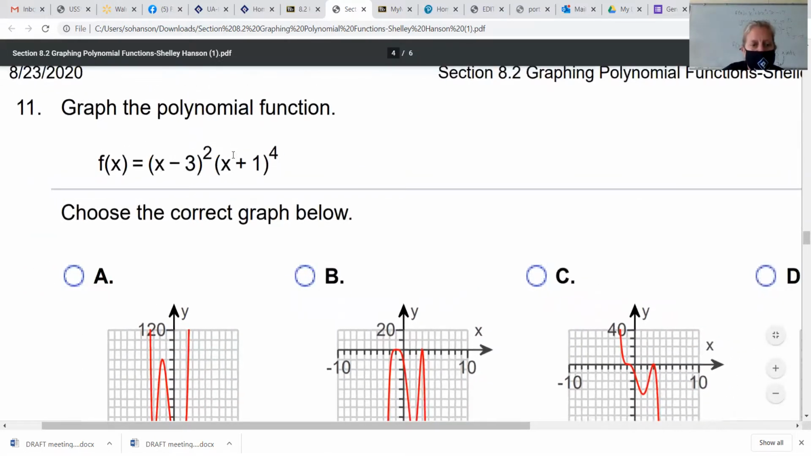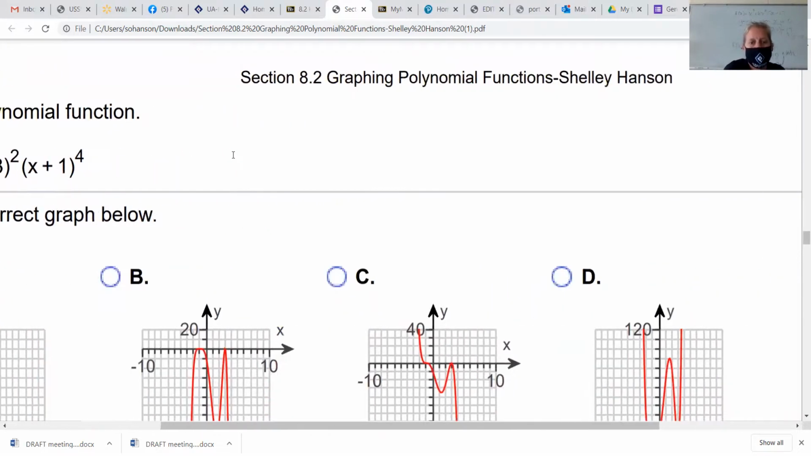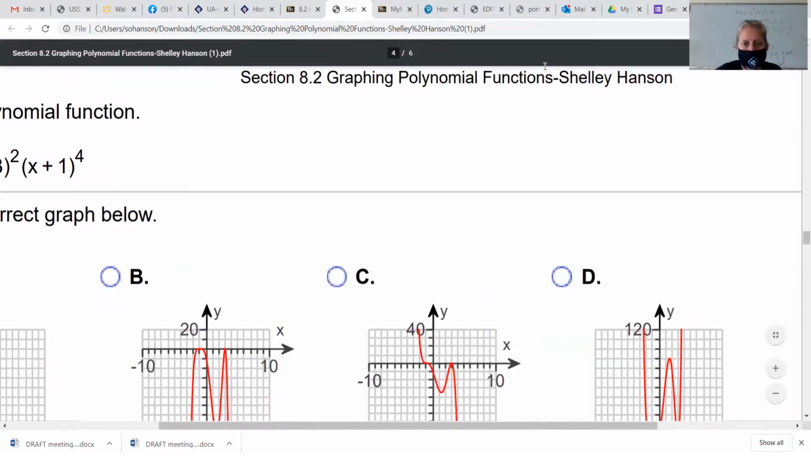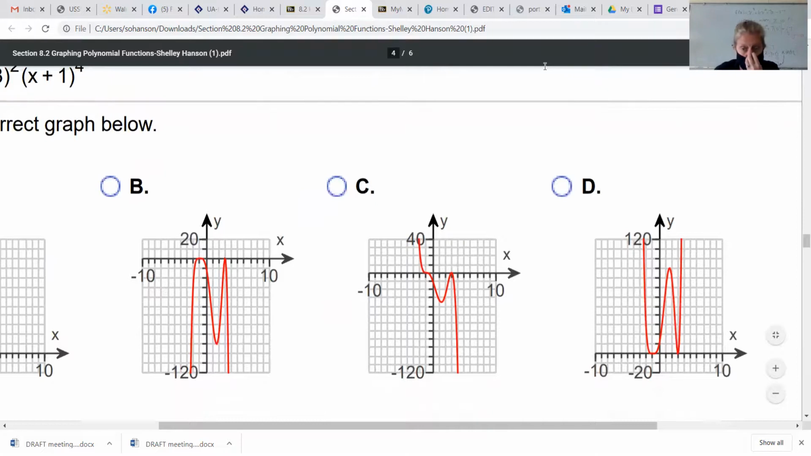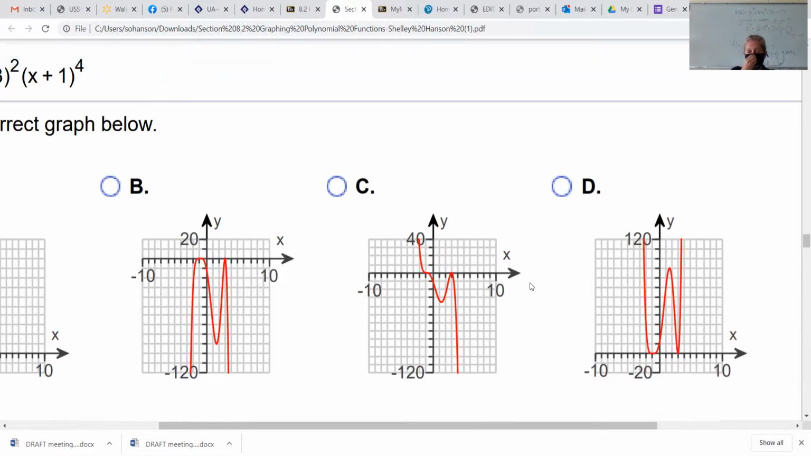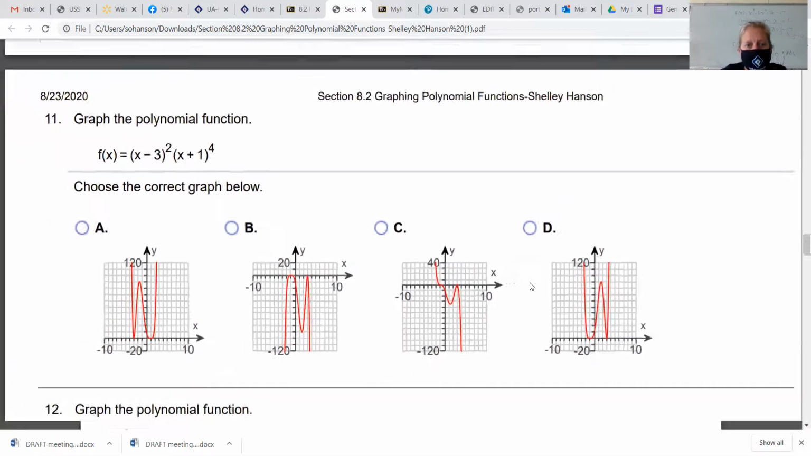So let's just go and make sure that our D does what it's supposed to do. Is it crossing or touching at negative 1 and positive 3? Here's my positive 3. Yes. And here's my negative 1. Yes. So that's why it would be D. The end behavior is both up, and it's got the x-intercepts that are positive 3 and negative 1.